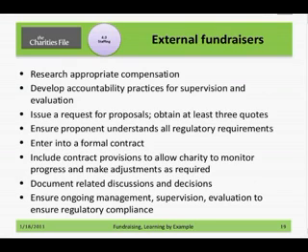So this slide just summarizes the key issues that you should really consider if you are working with an external fundraiser.